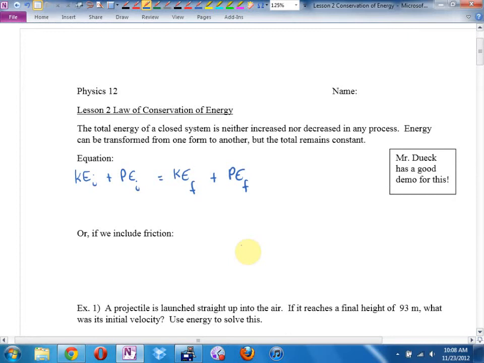Or if we include friction, we would say this. The amount of kinetic energy that you begin with plus the amount of potential energy that you begin with equals the amount of kinetic energy that you end with plus the amount of potential energy that you end with. And whatever's left over goes into heat. Technically, heat and sound and other dissipative energies, but we're just going to classify it all as heat.